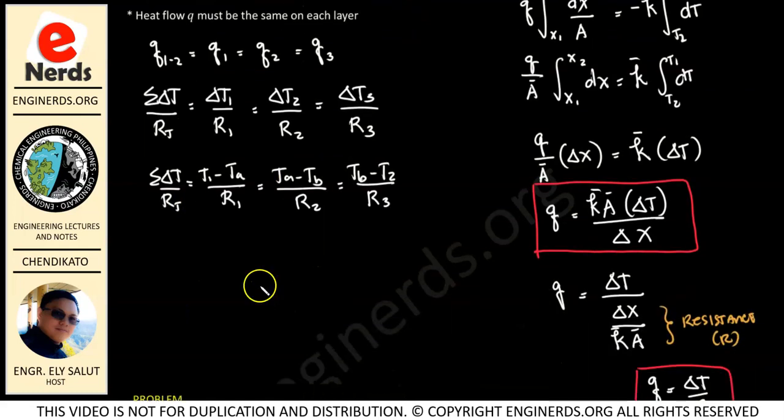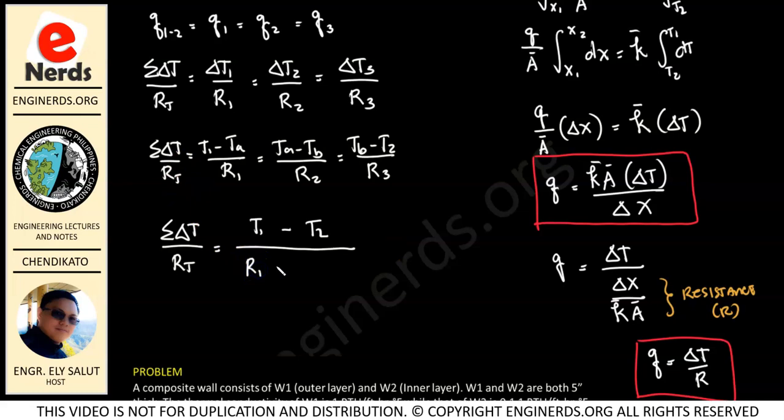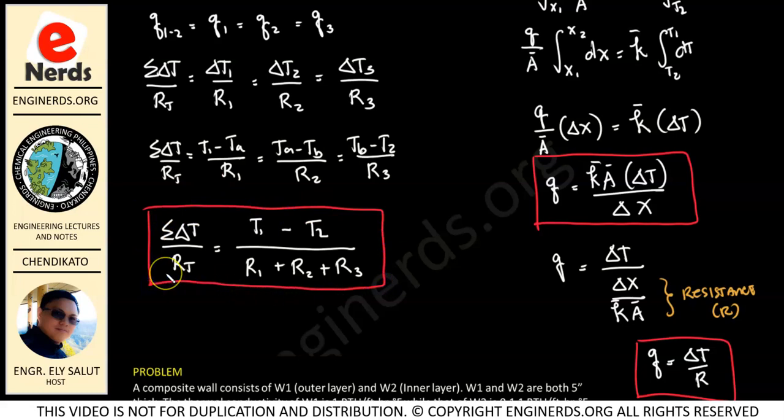Okay, so now we need to simplify this. I'm not going through the whole equation, because it would make the derivation too long. But basically, what we need to do is solve for this fraction so that we can combine this, and actually we are going to cancel our TA and TB in the long run in our equation. So at the end, we will have this equation. Our summation of delta T over RT will be equal to temperature 1 minus temperature 2 over resistance 1 plus resistance 2 plus resistance 3. Okay, so this will be the equation we will use for conduction in series.